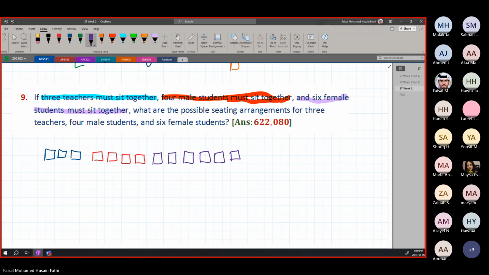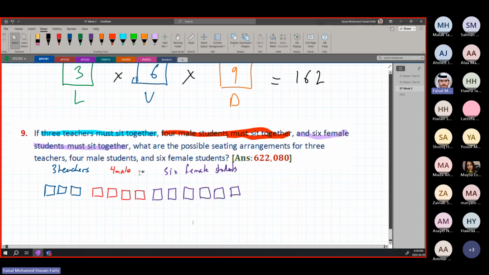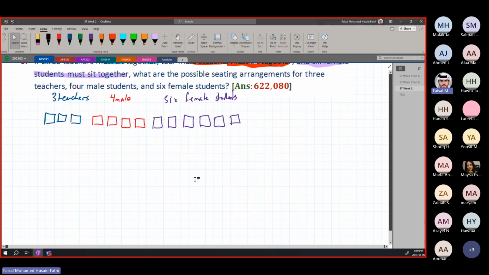So what are the possible seating arrangements? We have 3 teachers, a total of 3, so all the teachers are going to be used, 4 male students, all of them, and 6 female students. Again, this is the same concept as we did earlier. We're going to have to find out how many different ways we can arrange these people.